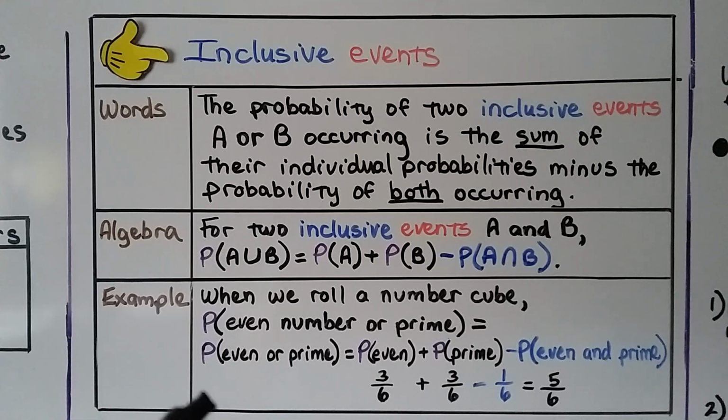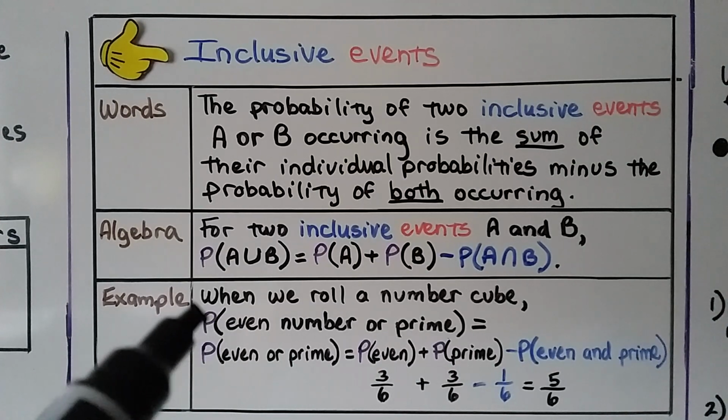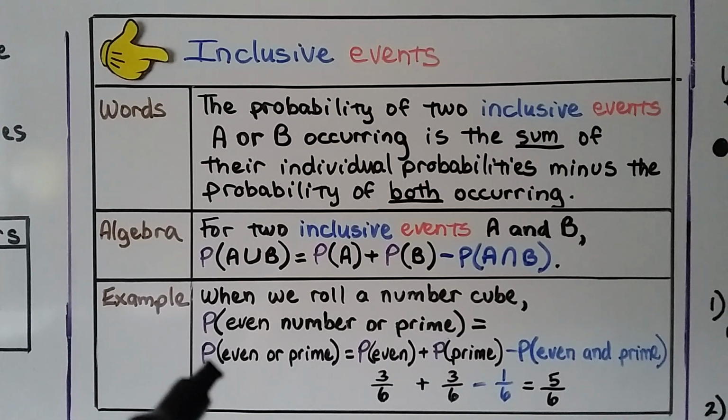Here's an example. When we roll a number cube, the probability of even number or prime number is equal to the probability of even or prime, which is equal to the probability of even plus the probability of prime minus that probability of even and prime. So even numbers, we had 3 out of 6. The 2, 4, and the 6 were the even numbers. And the prime numbers were 2, 3, and 5. We subtract 1/6, and it's going to equal 5/6. Stick with me. We'll explain this.